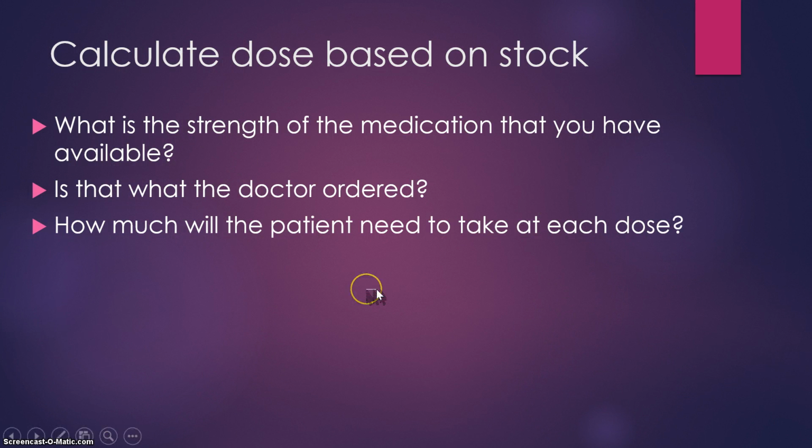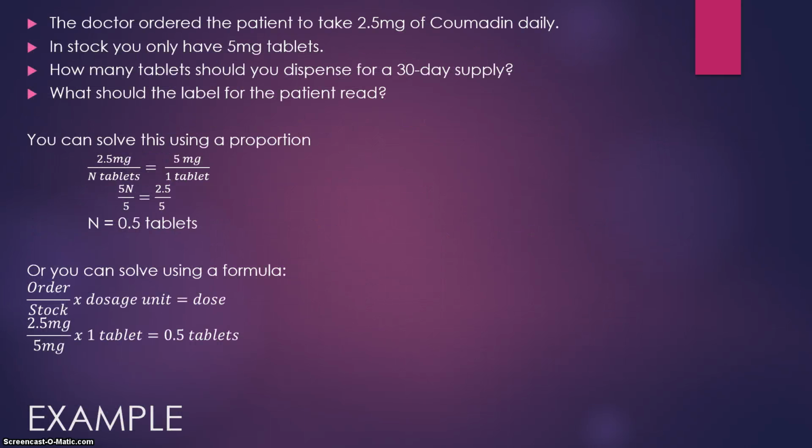In order to calculate dose based on stock, you need to ask, what is the strength of the medication that you have available? Is that what the doctor ordered? And how much will the patient need to take at each dose?